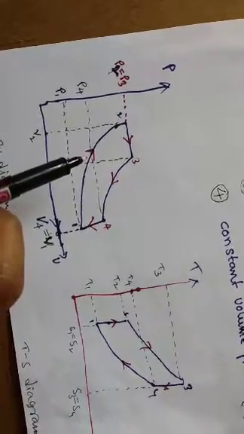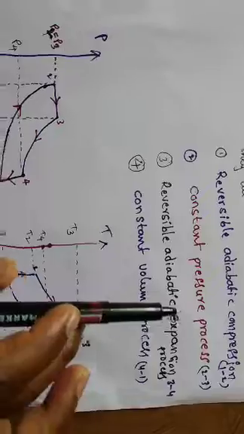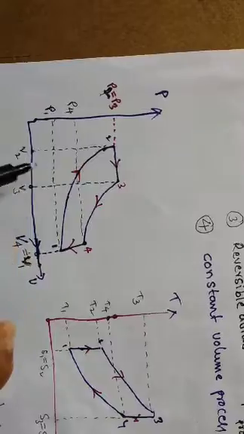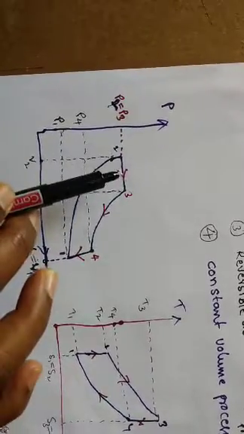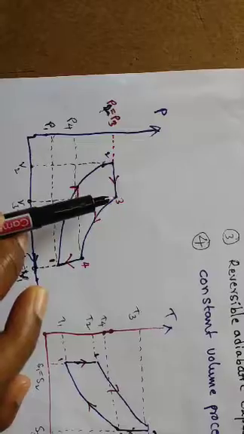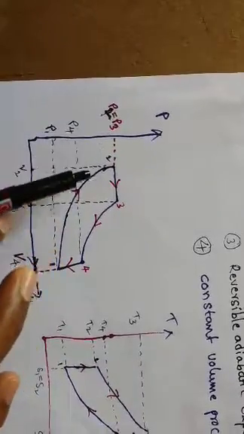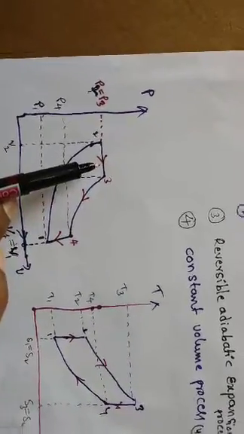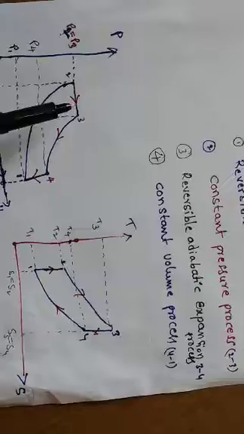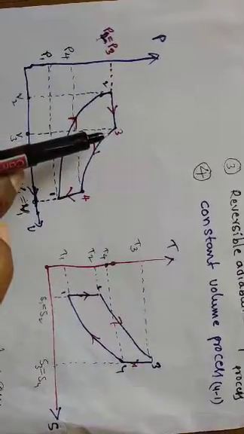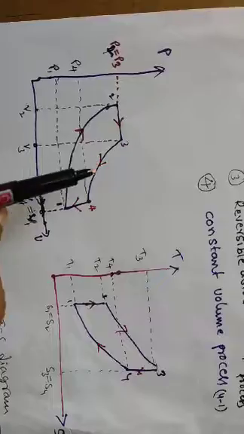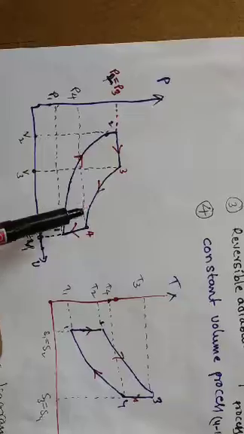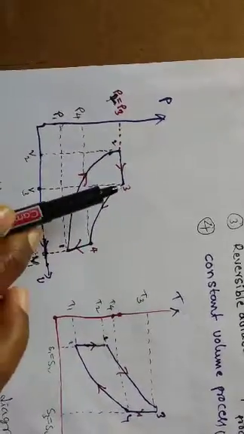This is the first process. The second one is the constant pressure process, that is 2 to 3. In a constant pressure process the line should be parallel to the x-axis, which means pressure P2 is equal to pressure P3. This is the second process. The third process is a reversible adiabatic expansion, or simply adiabatic expansion, that is 3 to 4. In an adiabatic expansion process it is a curved line.